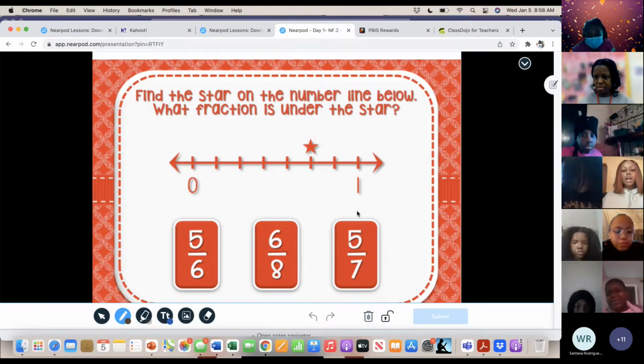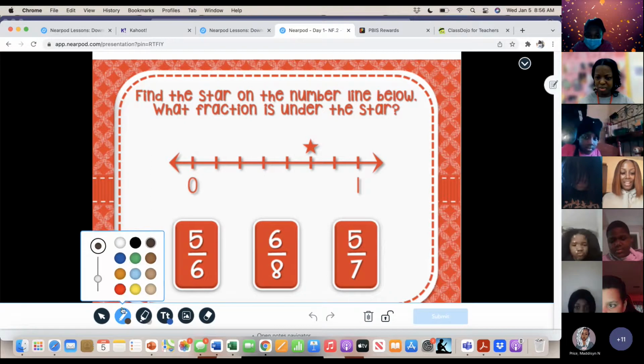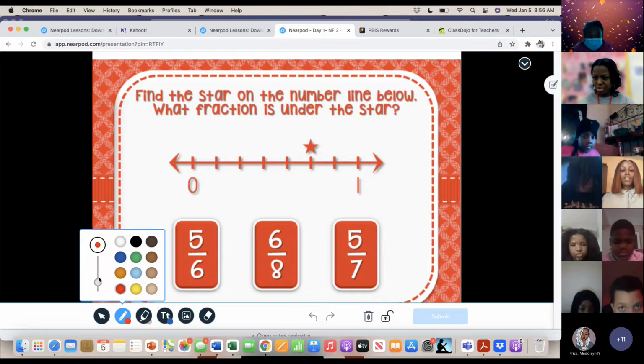But Cam, how did you know that it would be 5 sevenths? I counted all the lines. I started behind 0 and counted 1, 2, 3, 4, 5, 6, 7, plus the 1. So I knew that it was going to be 7. Absolutely. That is great.